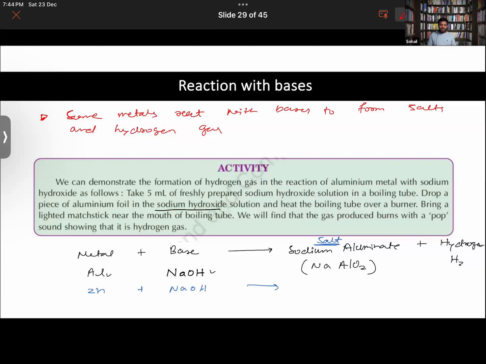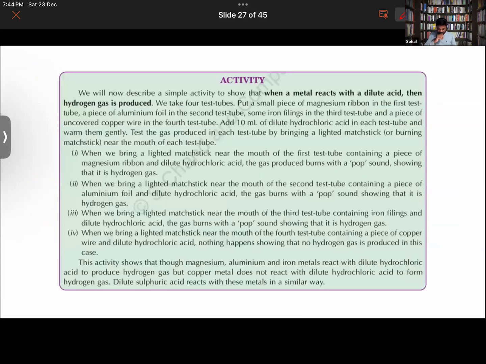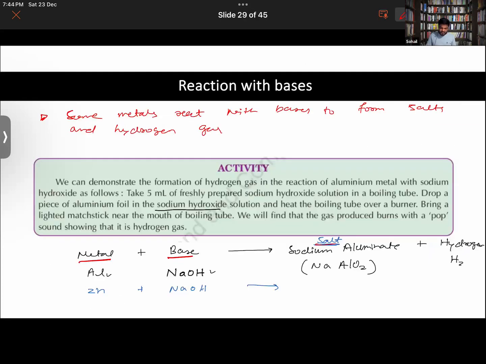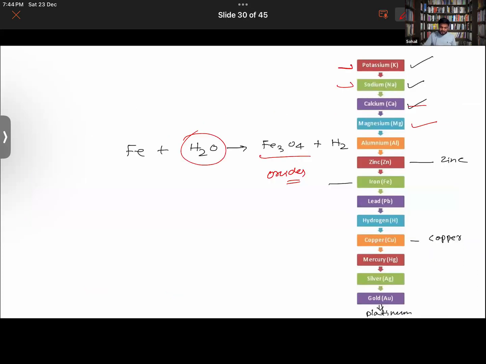So Moaz, you also note this thing that metals react with bases to give a salt and hydrogen gas. Metals were also reacting with acids to give salt and hydrogen. So this is common in both. Hope that is clear to both of you. Just a general thing of observation here.